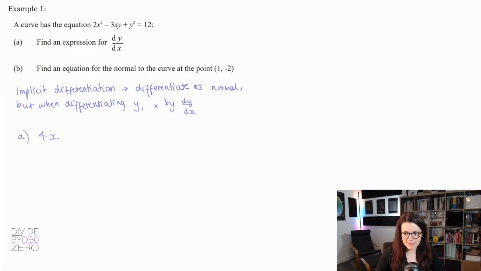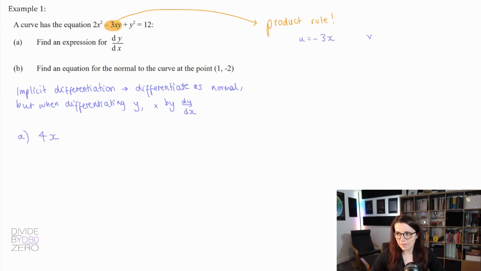And then for that second term, minus 3xy, we want to do a product rule to differentiate that. So I'd probably do that over to the side. u equals minus 3x, v equals y. du/dx is minus 3, and dv/dx is 1 times by dy/dx because we're differentiating y. Product rule then says that it's v du/dx plus u dv/dx. Sub everything in and you get minus 3y minus 3x dy/dx.